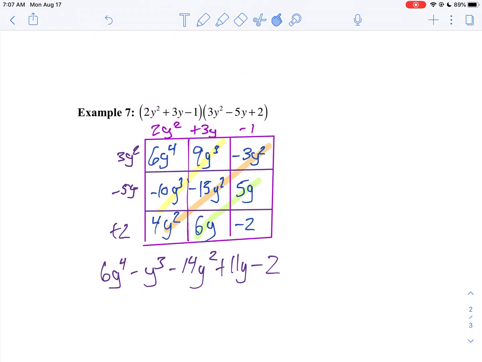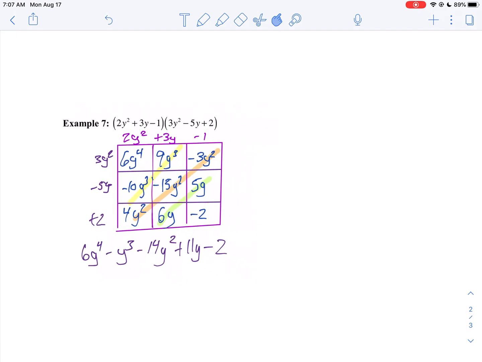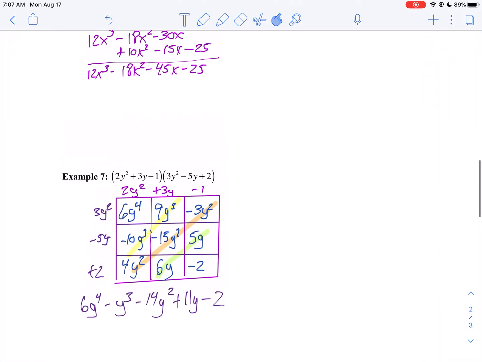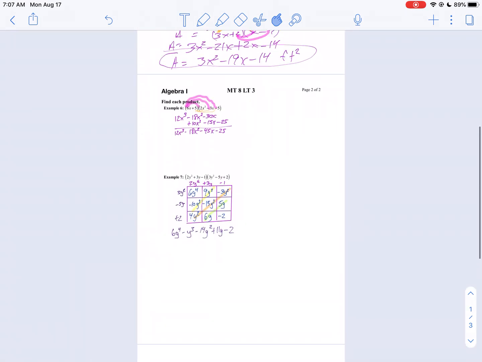There's the box method. We could have distributed. You could have written it as a 3-digit multiplication problem. 3 terms times 3 terms. You could have done it that way. So whatever way you like to do is the way you should do it. And that's it for multiplying polynomials.